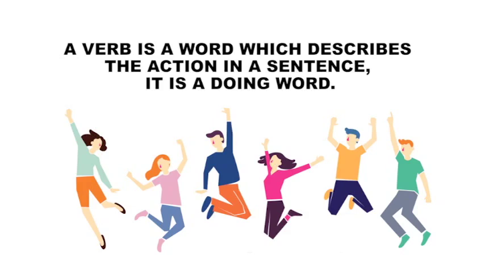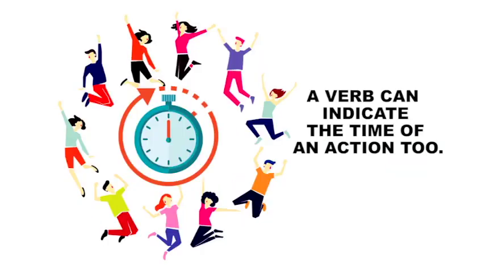In order to understand progressive verbs, let's start with the basics. A verb is a word which describes the action in a sentence. It is a doing word. A verb can indicate the time of an action too. Writers use different types of verbs to correctly describe when actions happen.